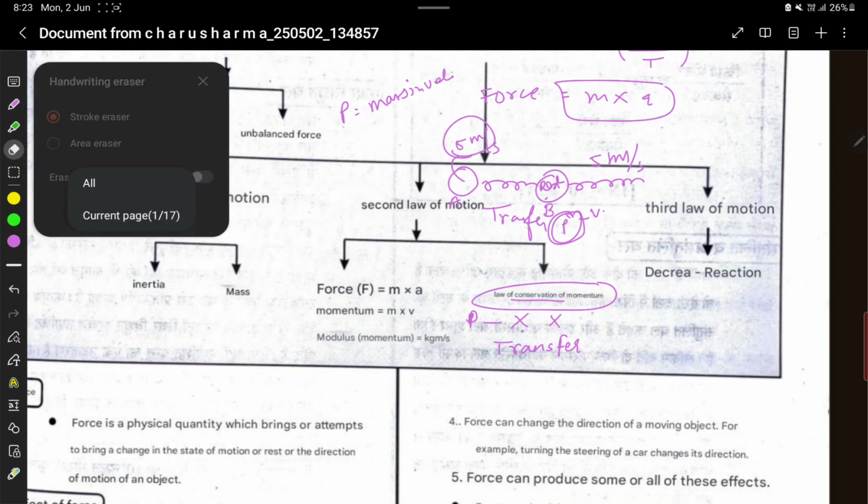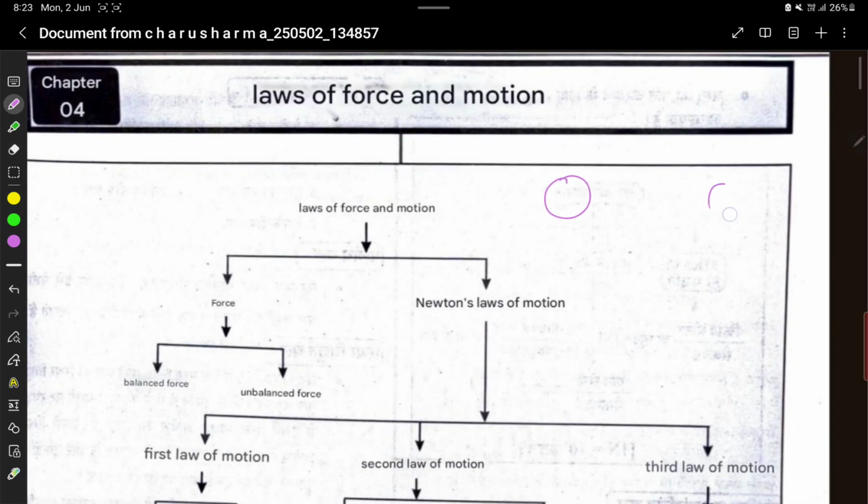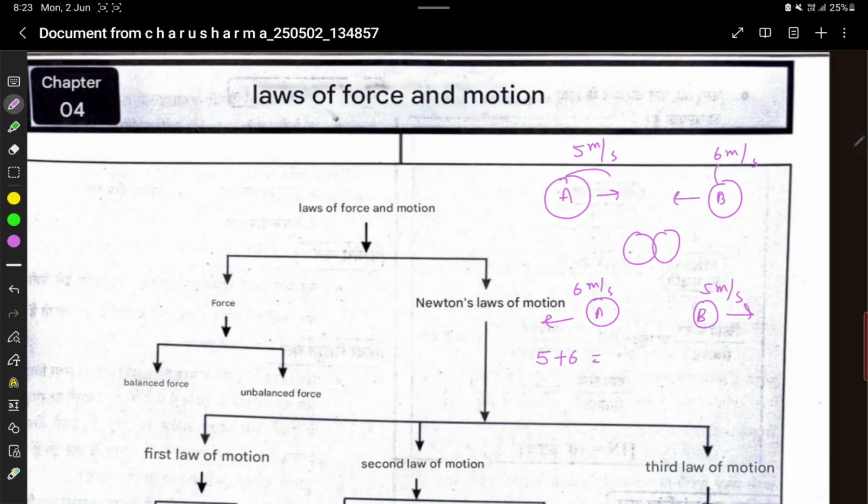In the law of conservation of momentum, we also learned about two balls, ball A and ball B. Ball A is coming with 5 meters per second speed. Ball B is coming with 6 meters per second speed. They hit each other and now they are moving in the opposite direction. Ball A will move with 6 meters per second speed, and ball B will move with 5 meters per second speed, and that represents the conservation of momentum.